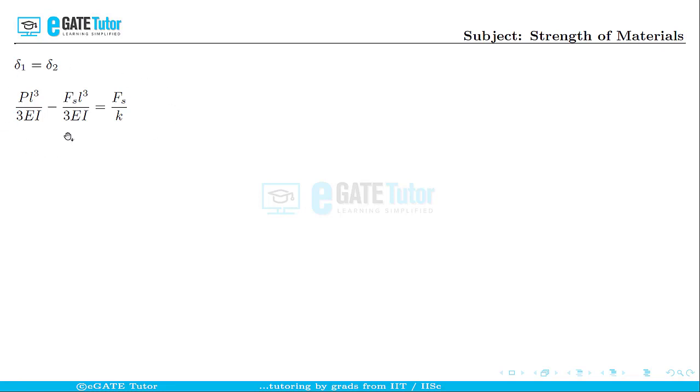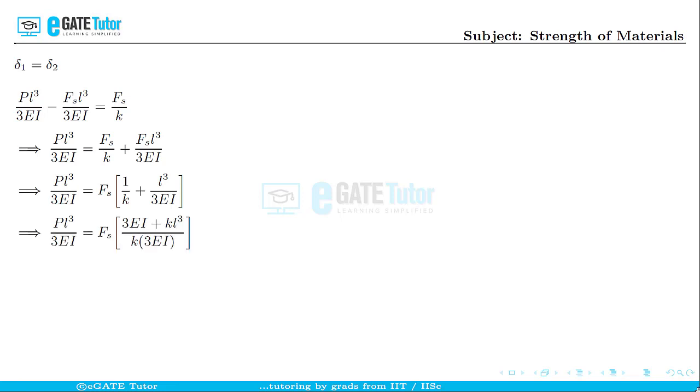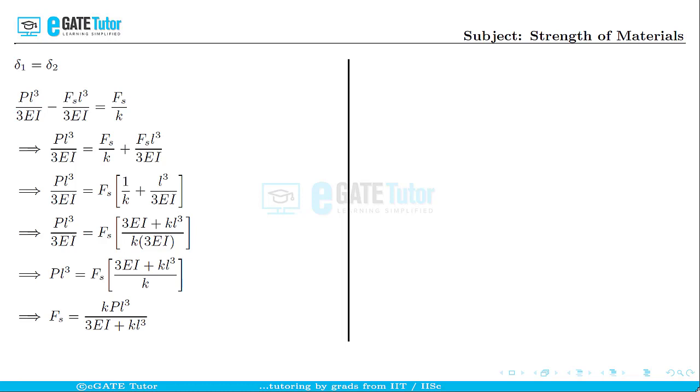In this equation, let us take the second term to the right hand side. We get PL cube by 3EI is equal to Fs by K plus Fs L cube by 3EI. Now, on the right hand side, let us take Fs as common, and after further simplifications and rearranging the terms, we end up with the spring force as K into PL cube by (3EI plus KL cube). So that is the spring force developed under the transverse load P.